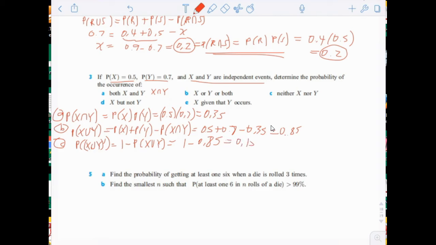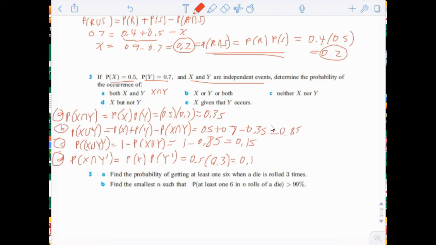Right? What about D? Probability of X but not Y. So X intersect with not Y. So that would be the probability of X times the probability of not Y, because remember they're independent. Probability of X is 0.5. The probability of not Y is 0.3. So the answer here is going to be 0.15.